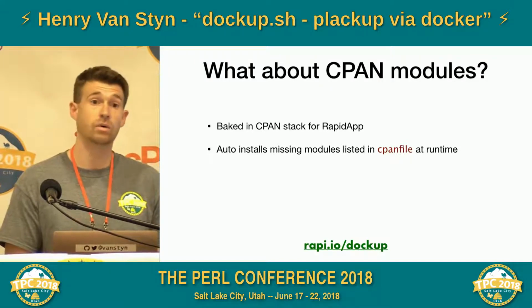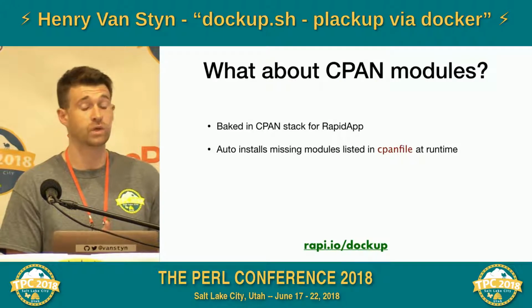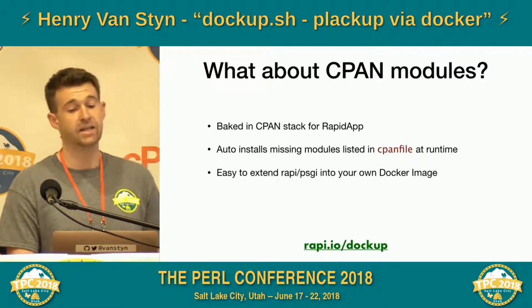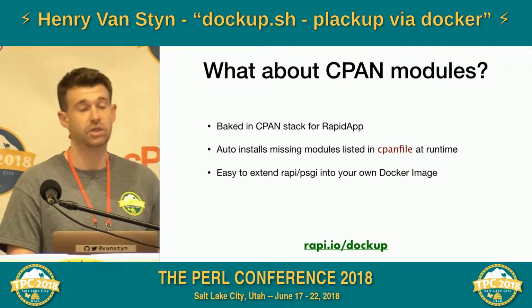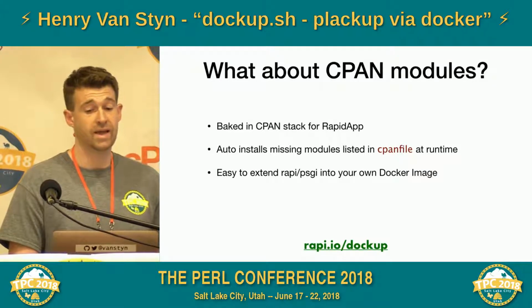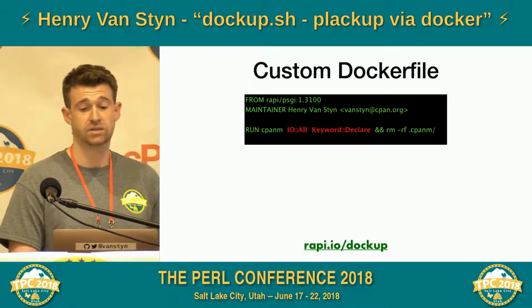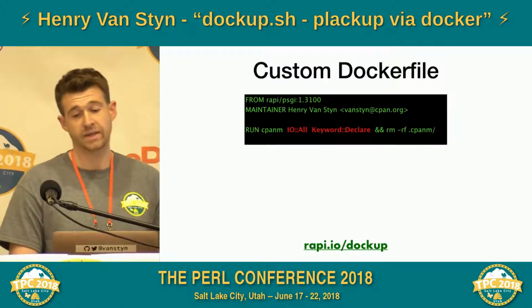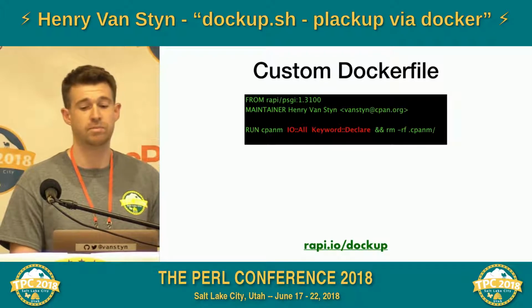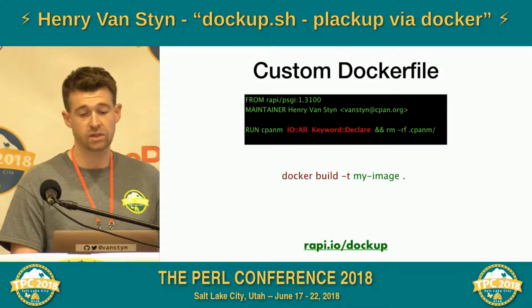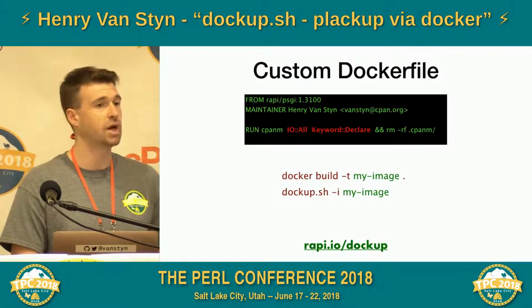Now that's a little slow, or it depends on what you're installing. Some things will install very quickly, but if you don't want to have that slow startup time, you can also simply extend the Rappy PSGI Docker Hub image into your own image to roll in whatever you want. And this is actually very, very simple. You write a Dockerfile. In this case, this is all that would be necessary to do that. I'm adding IO::All and Keyword::Declare as an example. And you can bake in anything that you want. And then you just build your own image with docker build. And then when you run the dockup command, you just use the -i myimage option, and it'll now run your image.